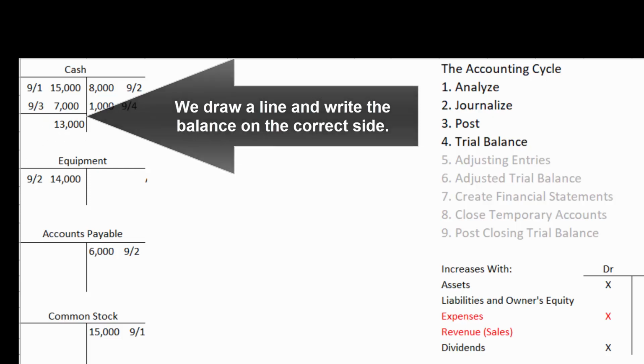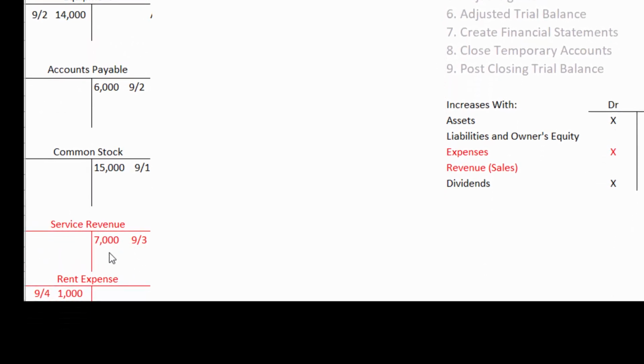If we'd struck a balance in the service revenue account, it would have a credit balance, and we would write it on the right-hand side. But since there's no arithmetic to be done, it isn't really necessary for us to strike a balance.